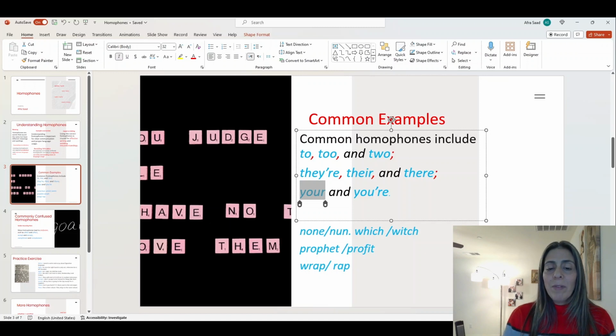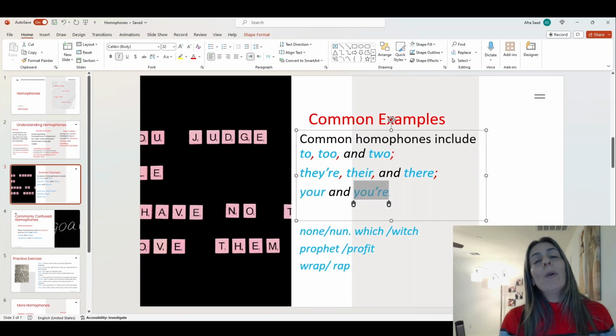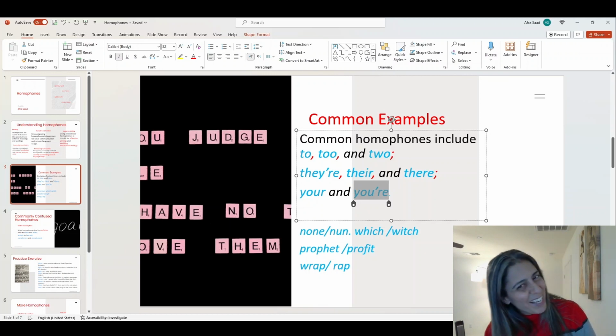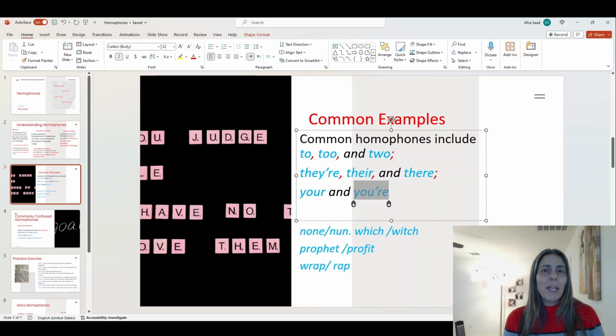But when we use them, if we use this, your, instead of this, you're, people are going to get confused. What are you saying? What are you trying to write? Because this is, again, writing skills. It's not a speaking skill, it's a writing skill. Now we have other words here.